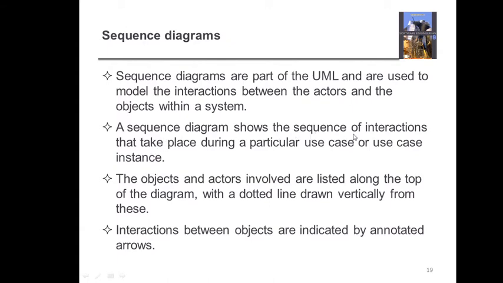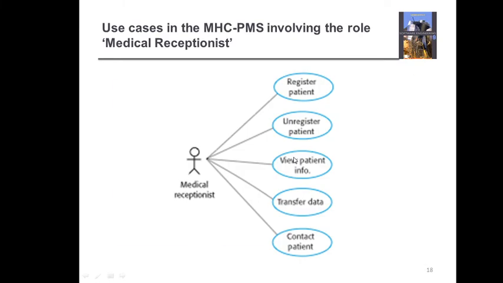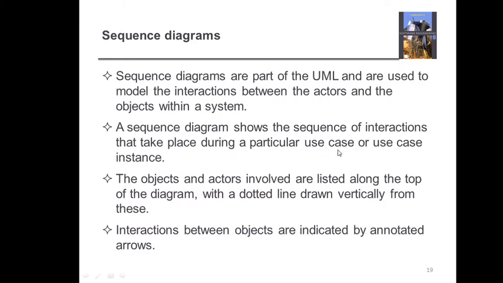A sequence diagram shows the sequence of interactions that take place during a particular use case or use case instance. For the same example, let's talk about this transferring of data. We will be making a sequence diagram for this. Sequence diagram means we will be showing the detailed set of interactions which are being taken up. We will be giving commands, requests, and then finally this will be achieved. So we represent a particular use case, or any instance of a use case, that is a small use case or a particular scenario.